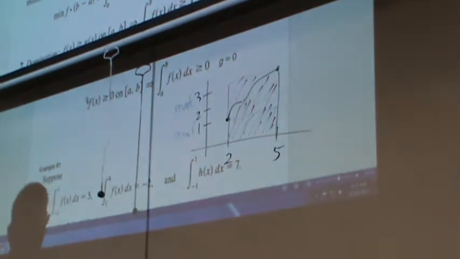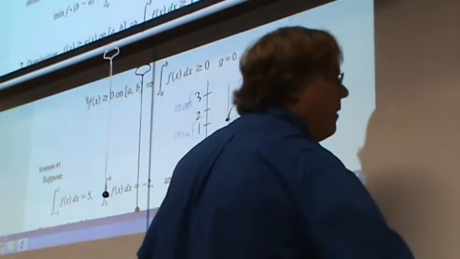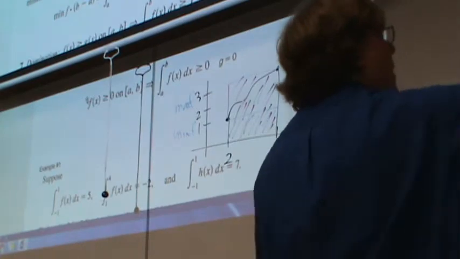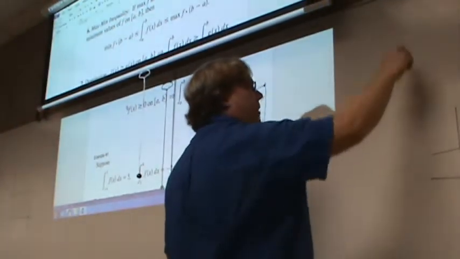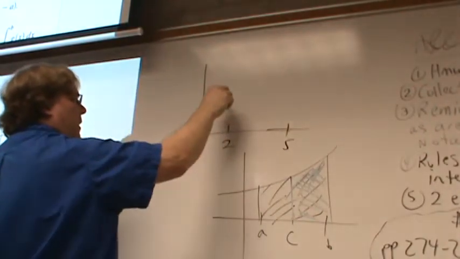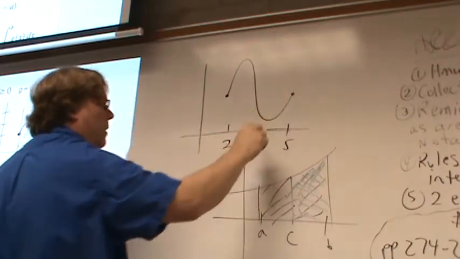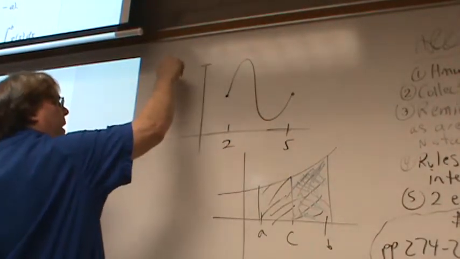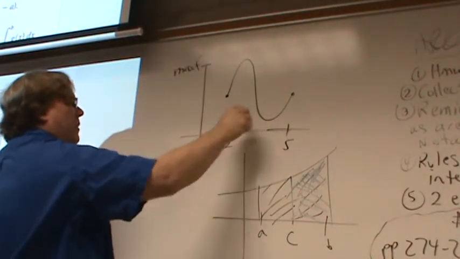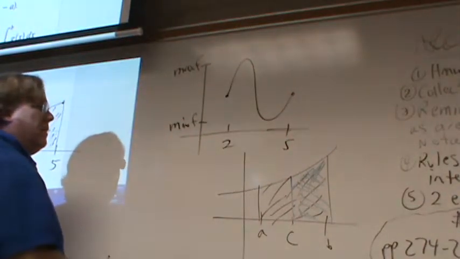But I drew this so that it would look like an LRAM, RRAM situation, but it doesn't have to look that way. I could have drawn my function like this. Here's 2 and here's 5, and it goes like that, where here's the maximum value of the function, and here's the minimum value of the function, right?